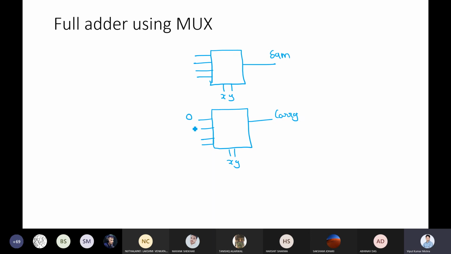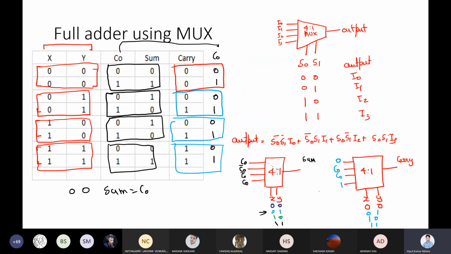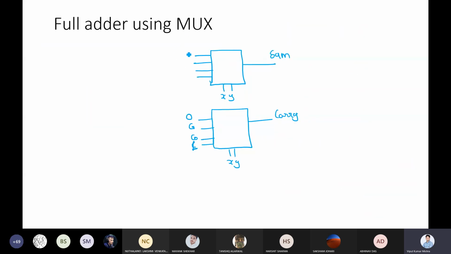So in case of carry, it was 0, C0, C0, 1. Now in case of sum, it will be C0, C0 bar, C0 bar, and C0. This is a 4 to 1 mux. This is also a 4 to 1 mux.